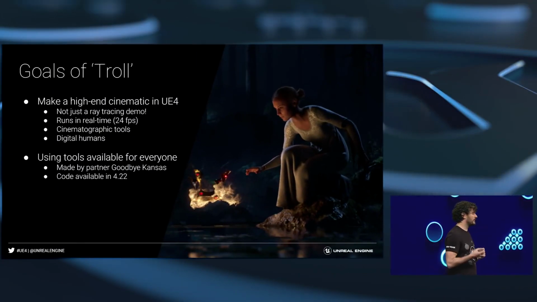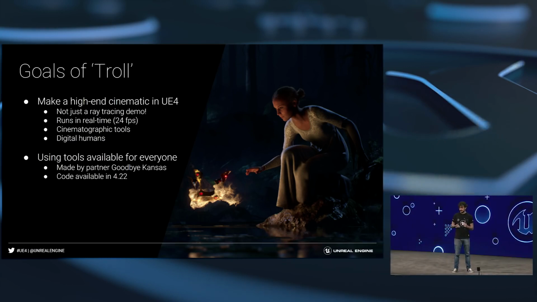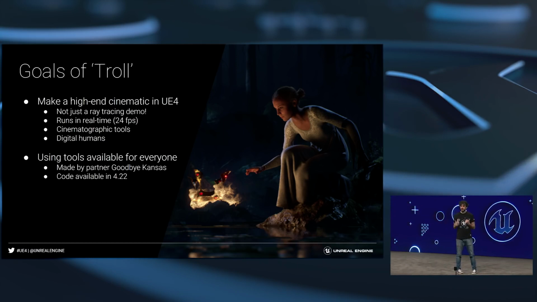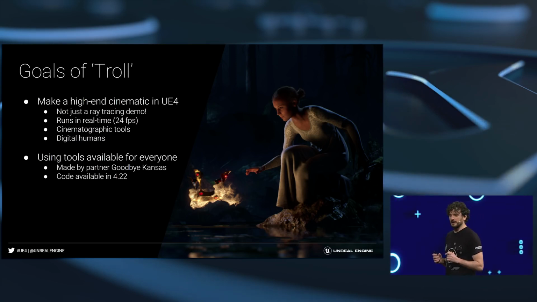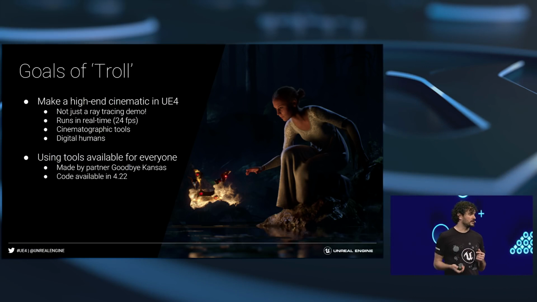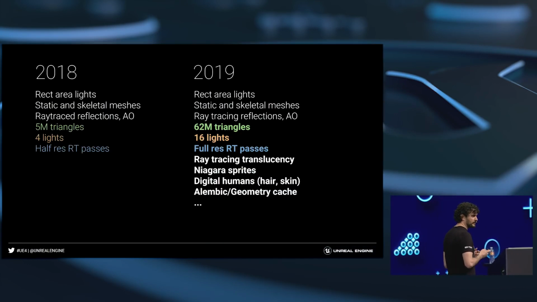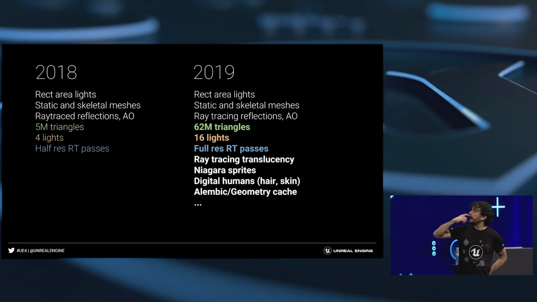The second goal was to make this demo with code that is accessible for everyone. The previous two demos, Reflections and The Speed of Light, were done with private code by Epic people, internal technology. This time, this code is the same that you can use in 4.22. That will be released next week, but has already been in GitHub for a while now. Let me show you some numbers on the demo.